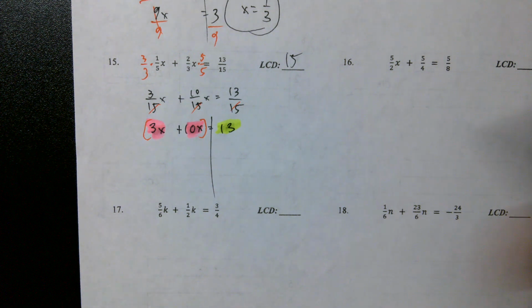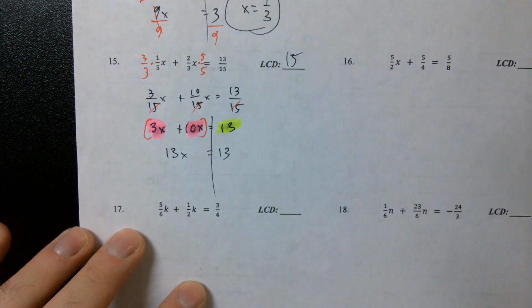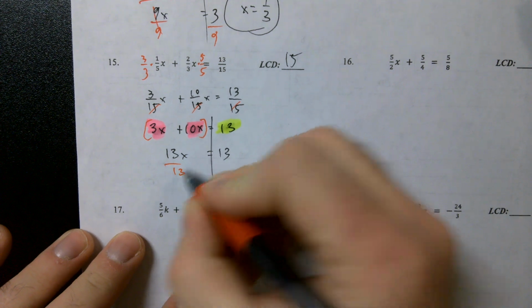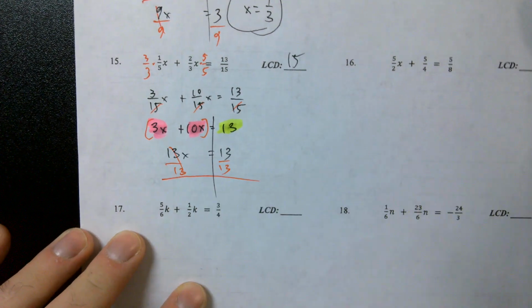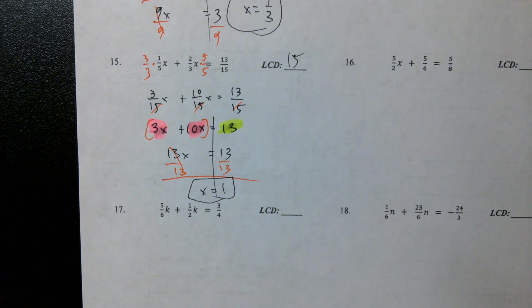So what's 3x plus 10x? 13x. Now how can I get x all by itself? Divide by 13. And we get x equals 1. Absolutely right.